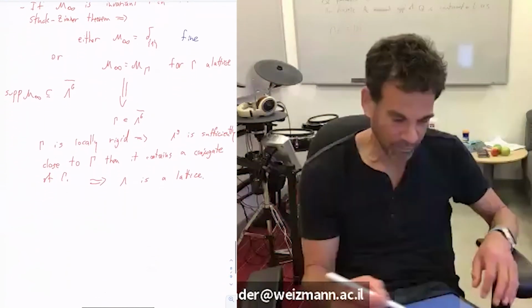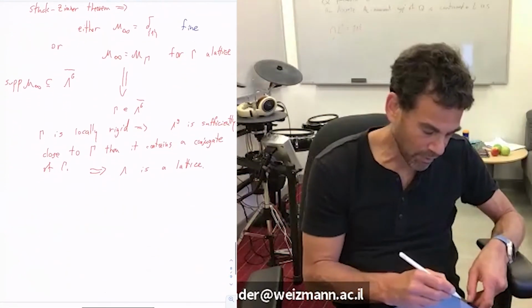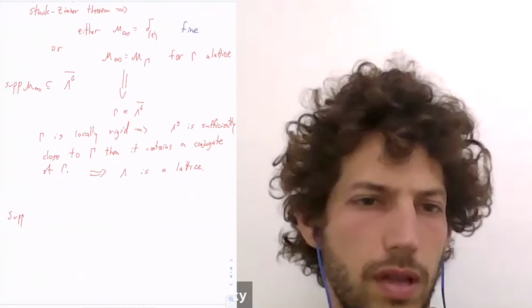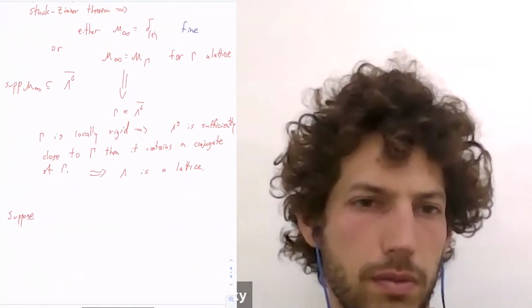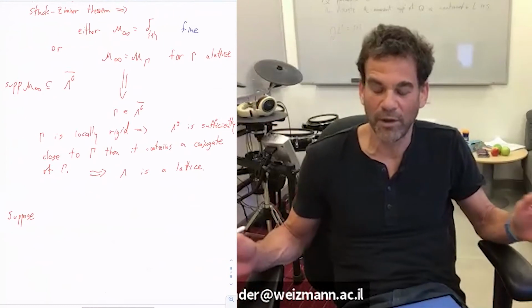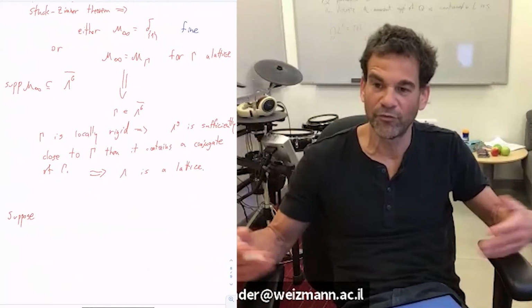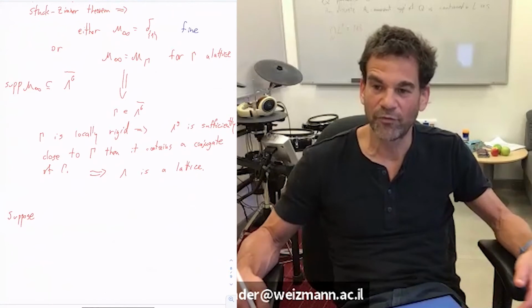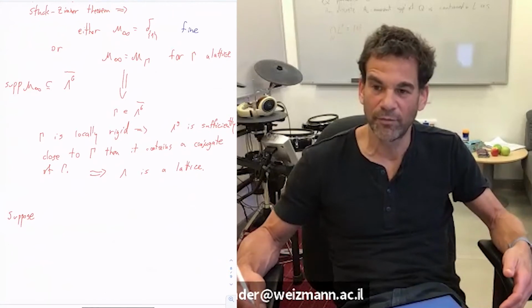The limit is supported on discrete group. So, Tsachik, why did you assume that lambda is not a lattice? I mean, if lambda is a lattice, then it's uniformly the same. And then I consider lambda, which is not a lattice, and I want to show that the random walk converges to the Dirac mass on the trivial group.